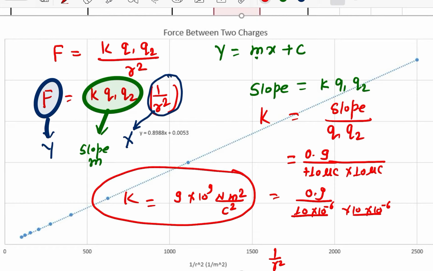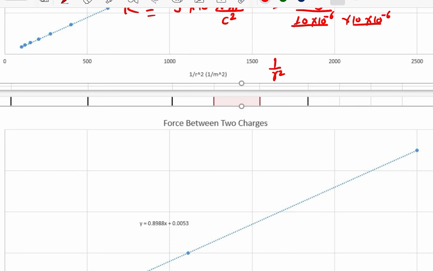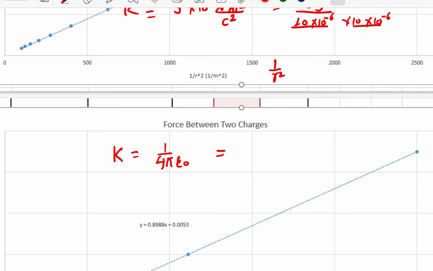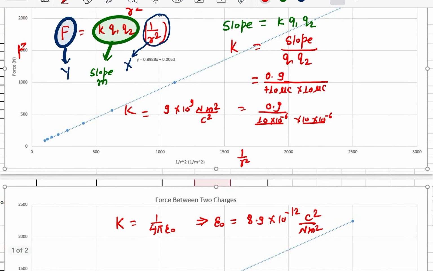And you remember this one from the class here. What does this number tell you? This number is the Coulomb's constant. Okay, and in fact, this is also related with the permittivity of the medium, so 4 pi epsilon 0. So once I know this value, I can also calculate the permittivity of free space. And if you do that, the number you will get is about 8.9 times 10 to the negative 12 coulomb square divided by Newton meter square. Okay. So from the slope, you can calculate the Coulomb's constant or the permittivity of free space.